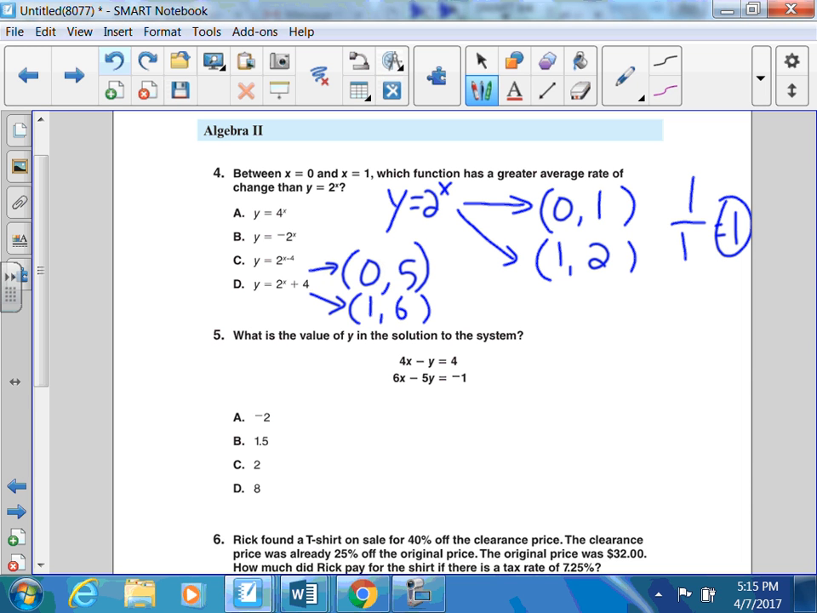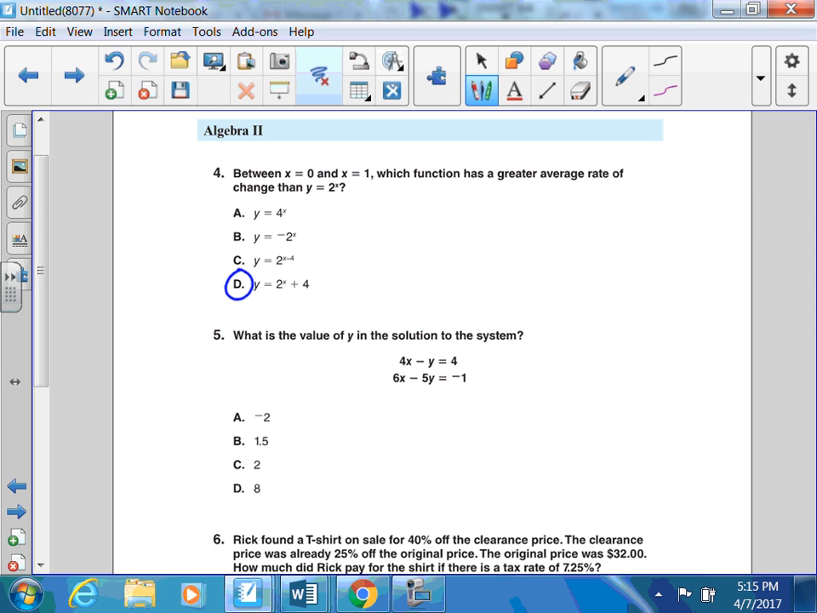What would be the rate of change there? 6 minus 5 is 1. 1 minus 0 is 1. That's a rate of change of 1. It's exactly the same as this function here. So if you look at D, D has the same rate of change as this right here between 0 and 1. But I want which one is greater.